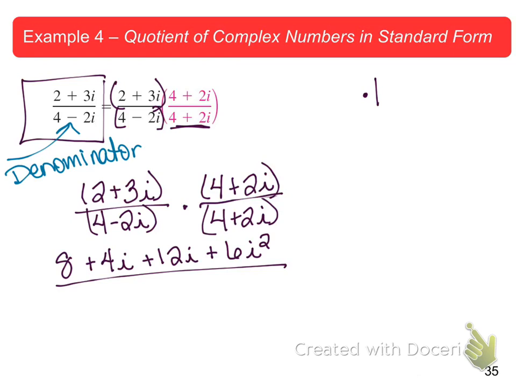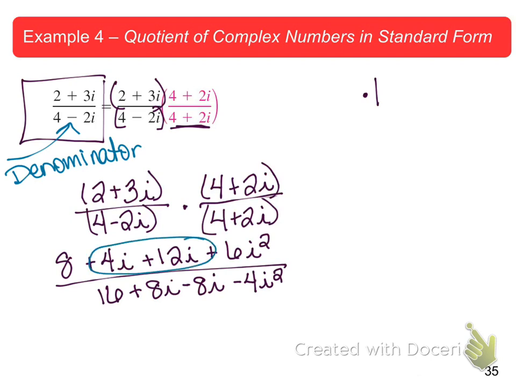Okay? In our next step, we will combine 4i and 12i to get 16i. 4 times 4 is 16. 4 times 2i is 8i. Negative 2i times 4 is negative 8i, and that's what we want to happen. We want those to cancel out. Then I have negative 2i times positive 2i. That's negative 4i squared. Okay?